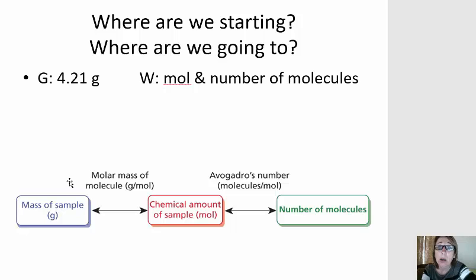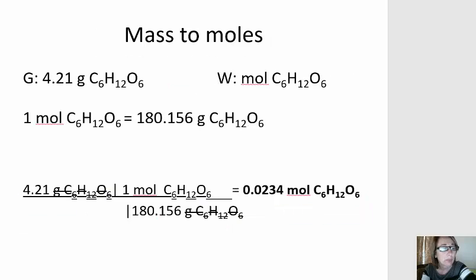And the first thing I'm going to do is convert between mass and moles because that's the easiest. There's a conversion factor directly between these two, the molar mass of glucose. Once I calculate the moles, then I can easily calculate the number of molecules with Avogadro's number. So it's really super important to take the time to set everything up. Like I said, I like to identify where we're starting from, or what we're converting from, as the given, and 4.21 grams of glucose is what we're starting with.